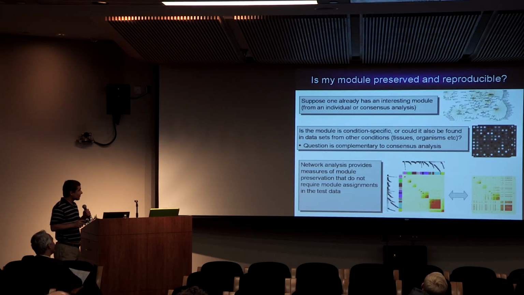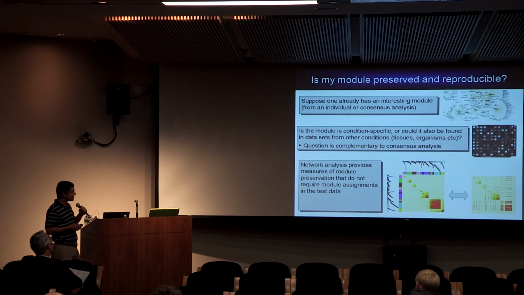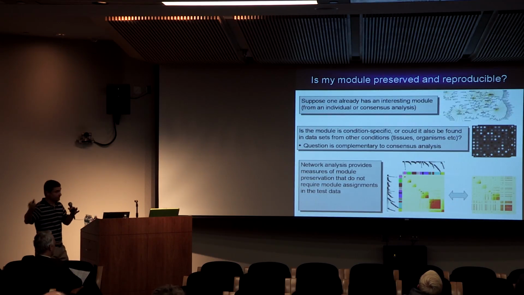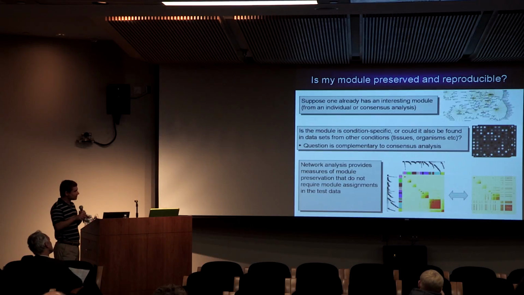Sometimes it happens. So fortunately, more generally, the question could be, is the module condition specific, or could it also be found in data sets from other conditions? Could it be validated in data sets that measure the same thing but are from a different laboratory, or are measured on a different platform? One is a microarray, one is RNA-seq, and so on. The question is somewhat complementary to consensus analysis.